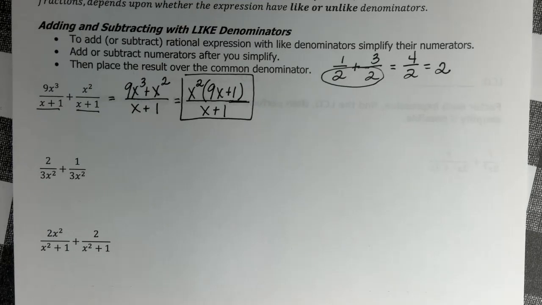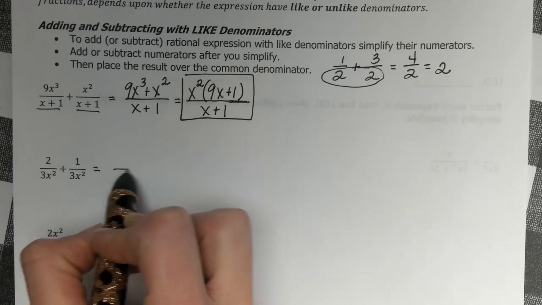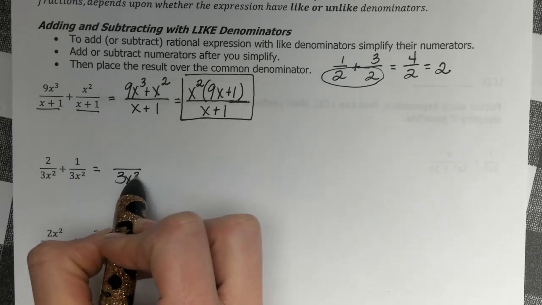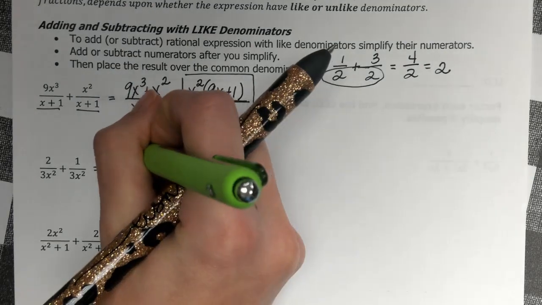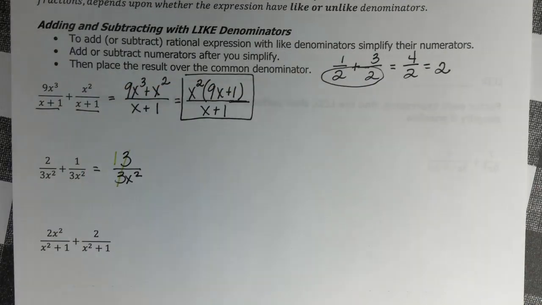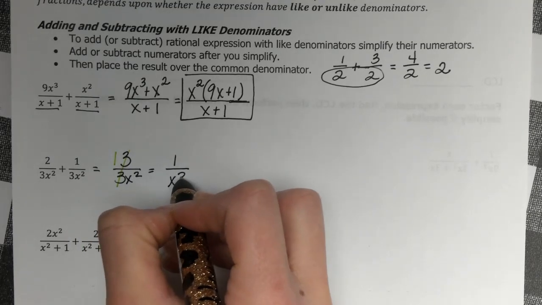If I have 2 over 3x squared plus 1 over 3x squared, those are like denominators, so 3x squared is my denominator for my answer, and then 2 plus 1 is 3. Okay, well, if I simplify it, that 3 over 3 cancels to 1. 3 divided by 3 is 1, so really I just have 1 over x squared.